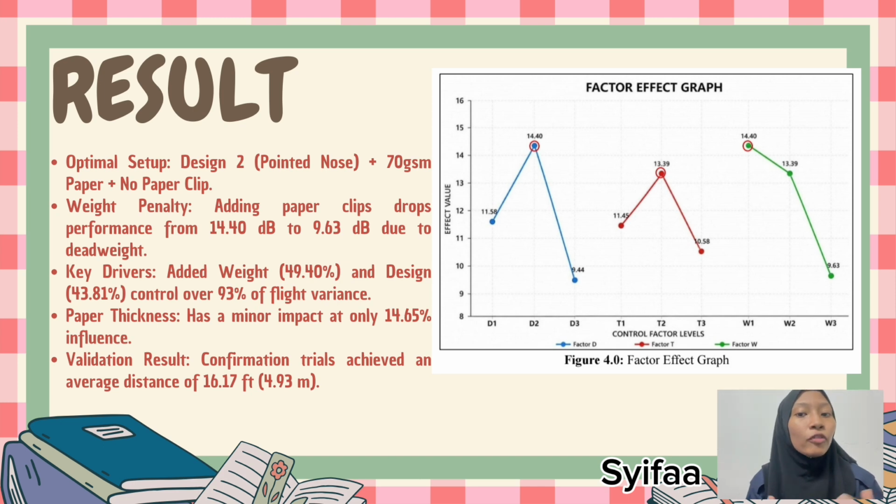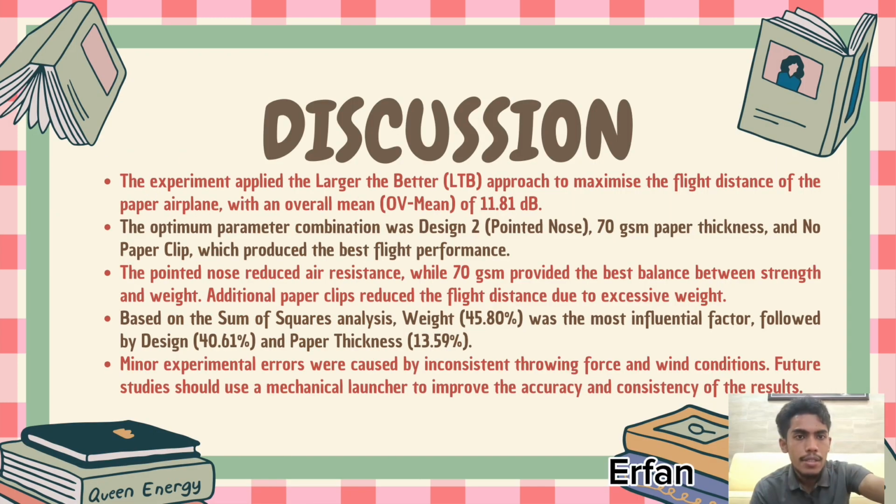For the discussion, this experiment applied the larger-the-better (LTB) approach to maximize the flight distance of the paper airplane. The overall mean obtained was 11.81 dB. The optimal parameter combination was Design 2, which is the pointed nose, 70 GSM paper and no paperclip, as this setup produced the best flight performance.